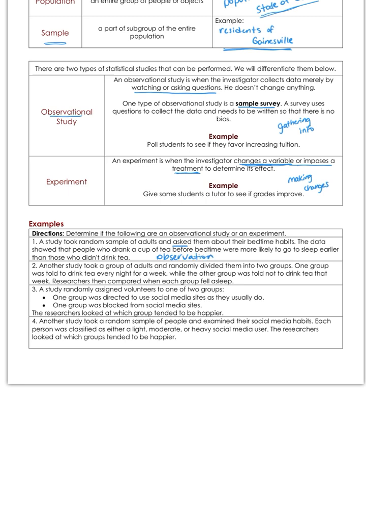We'll call that observation. Another study took a group of adults and randomly divided them into two groups. One group was told to drink tea every night for a week, while the other group was told not to drink tea. Researchers then compared which group fell asleep. So when you're telling people to do something, or having them do something for the sake of your study, you are conducting an experiment.